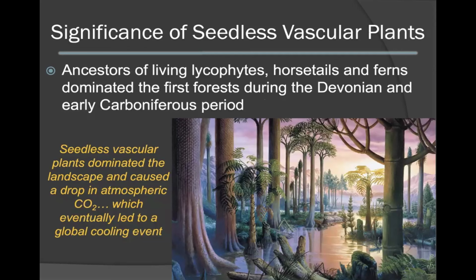Ancestral seedless vascular plant species dominated the first forests that were present during the Devonian and early Carboniferous period. These seedless vascular plants were responsible for causing a distinct drop in atmospheric carbon. This eventually led to a global cooling event.